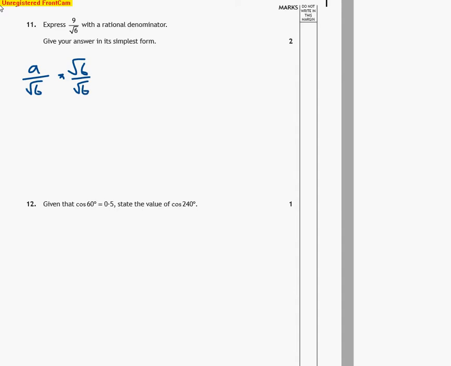Rational denominator means we don't want to have a surd on the bottom as an irrational number. It's absurd, irrational. We want a rational number, so we need to try and get rid of the surd. So we're going to times it by itself. That's the easiest way to make sure we get rid of it. So that's going to give us 6 on the bottom and then 9 root 6 on the top.